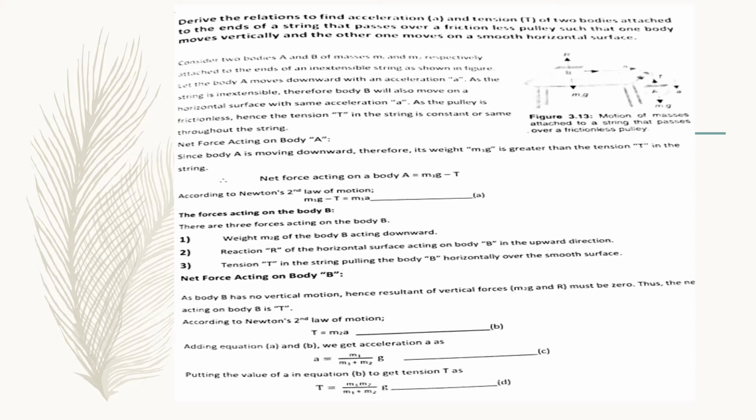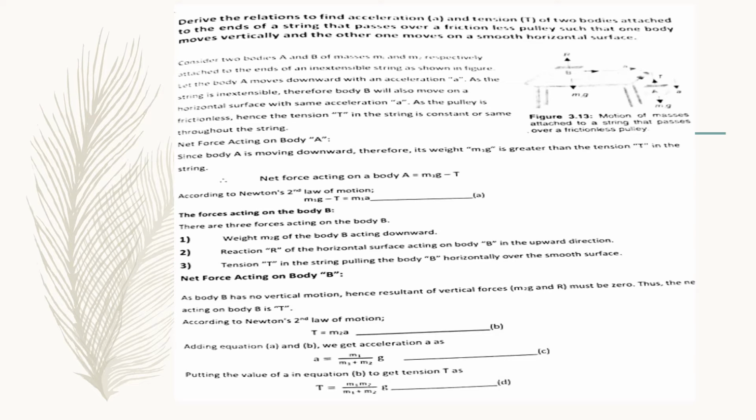The forces acting on body B. There are three forces acting on body B. Number 1, weight m2g of the block B acting downward. Number 2 force is reaction force, the table support force. Is it clear? Reaction force is represented by capital R on the horizontal surface acting on body B in the upward direction. Number 3 force is tension in the string pulling the body B horizontally over the smooth surface.